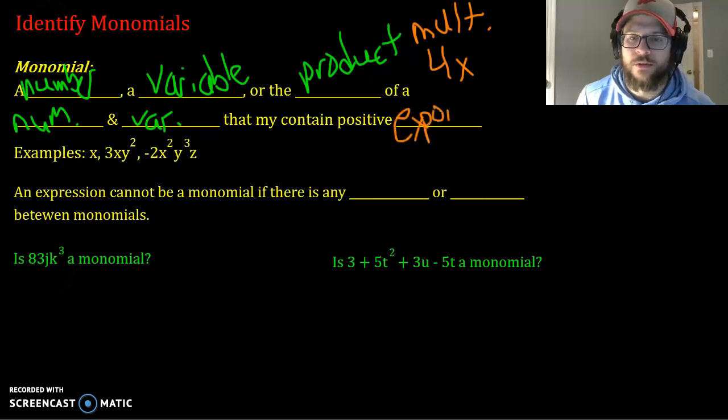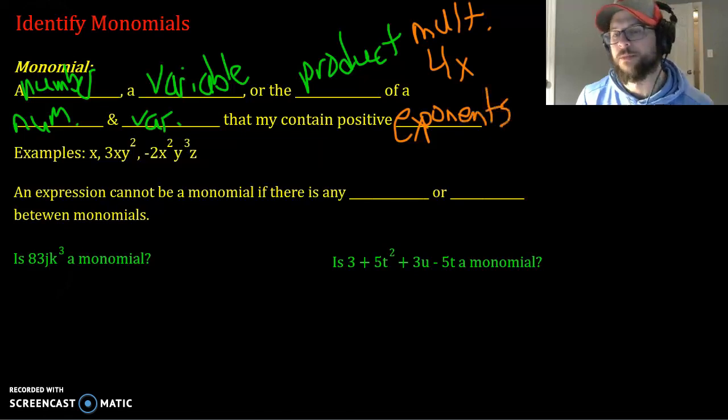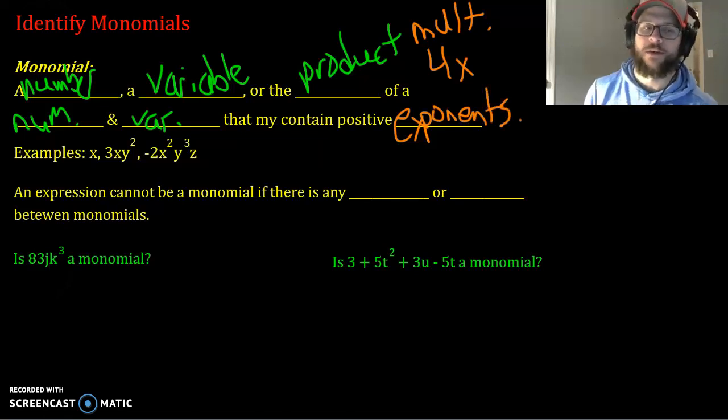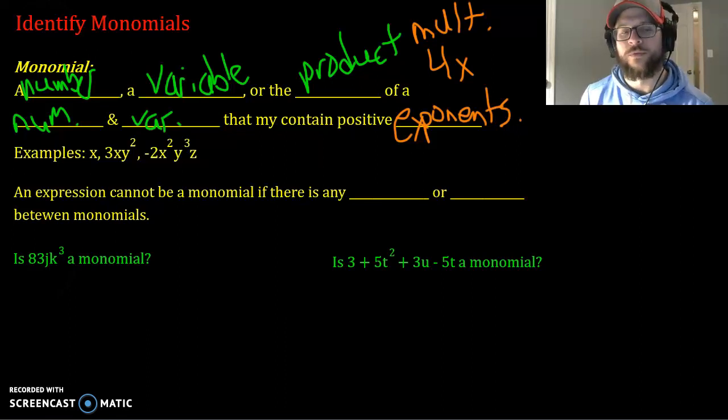In our last unit, a lot of the terms that we were simplifying, our final solutions or final expressions, had to have positive exponents. If there were any negatives, you needed to use the negative property to move it into either the numerator or the denominator, the opposite side of that fraction. So this is the exact same way. A monomial has to have positive exponents. If it has negative exponents, it's not a monomial.